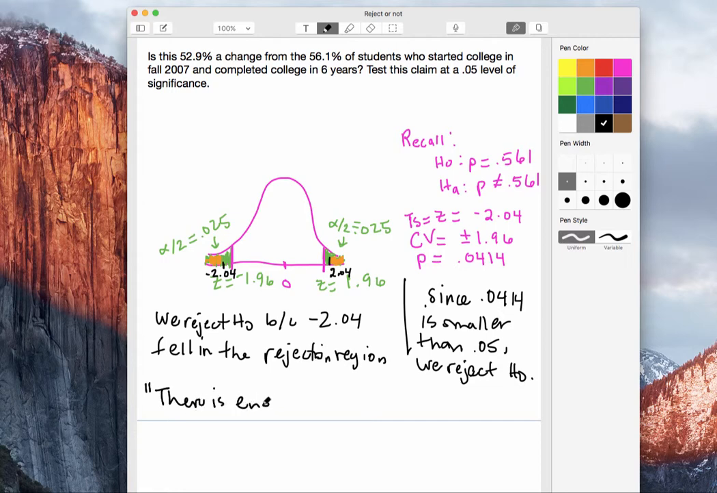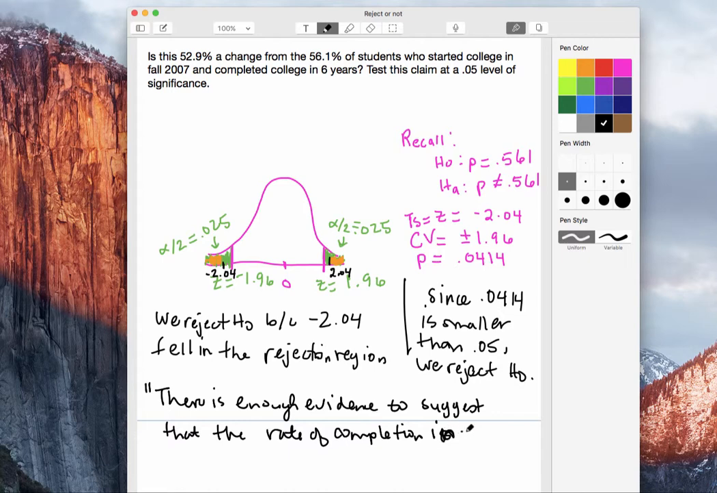There is enough evidence to suggest that the rate of completion, let's say in 2009, is different from 56.1%. And the p-value 0.0414.